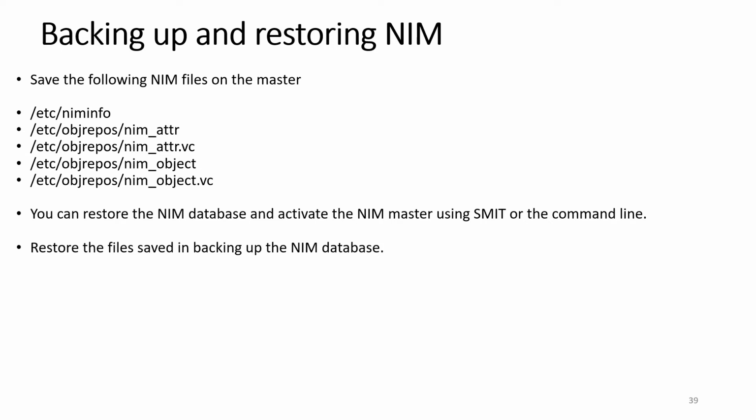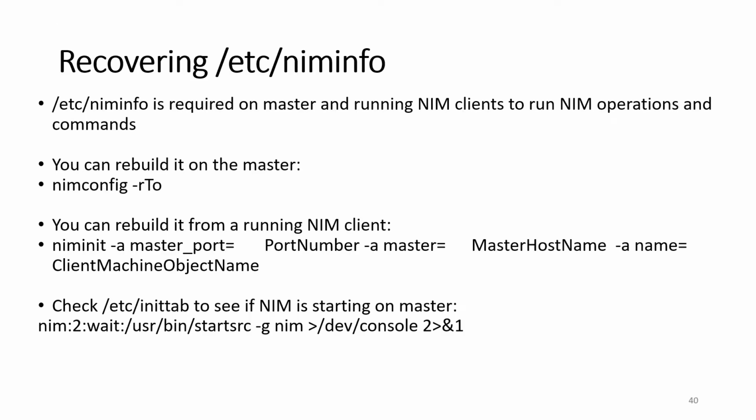I mentioned the database. The way that we back up and restore NIM is we basically save the following files to a different system. I would take a copy of /etc/niminfo and then the /etc/objrepos/nim* files. And the way that I restore it is I basically copy those files back in. If I have to recover /etc/niminfo and I have running NIM clients, I can rebuild it using the nimconfig command. I can also rebuild it from a running NIM client by using nimin it and pointing to the actual client.